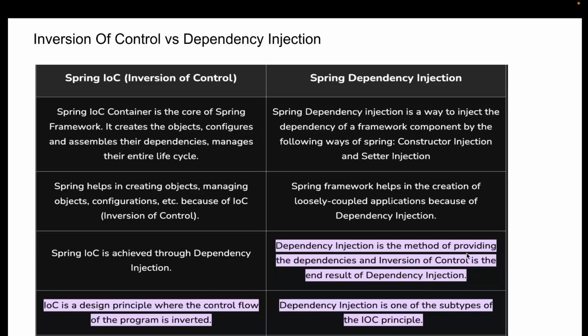Dependency injection is the method of providing the dependency. Method of providing the dependency means it's like injecting one component in the other component. We also talked about that example, right, where the employee has an address. Address was one component which needs to be injected into the employee component. So that is an example of dependency injection.